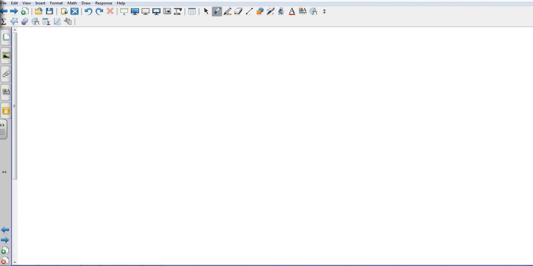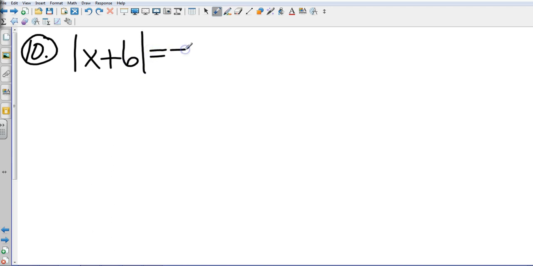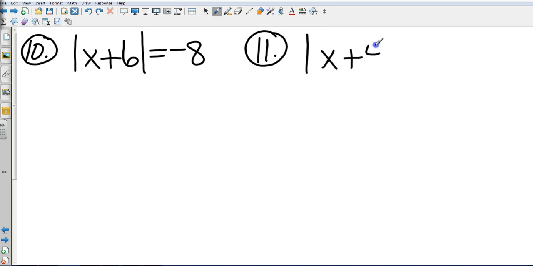All right, let's go to 10 and 11, staying with absolute value. Now we're just going to do absolute value equations. Okay. So give number 10 and 11 a shot.